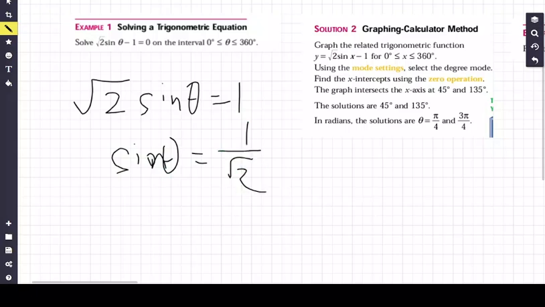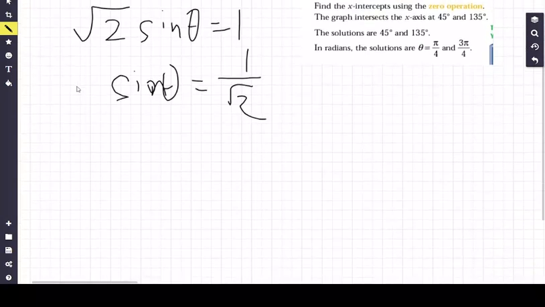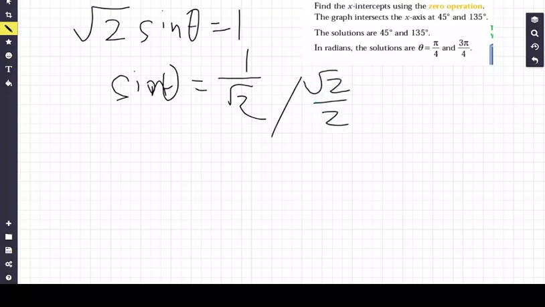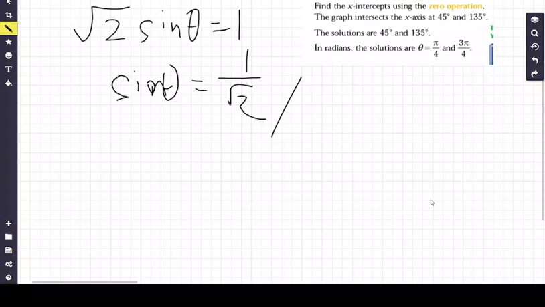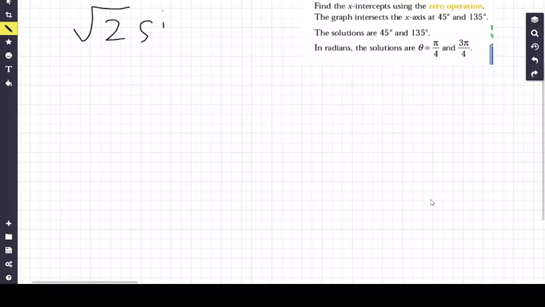And then we think about our special triangles, right? Which one was 1 over root 2? Think about it. Or it's root 2 over 2. Think about it, and you will realize it was pi over 4, equals 45 degrees, right? Now you might think we're done, but unfortunately we're not done. If this was the end of it, I would be very happy, but no. And this is where most people trip up.